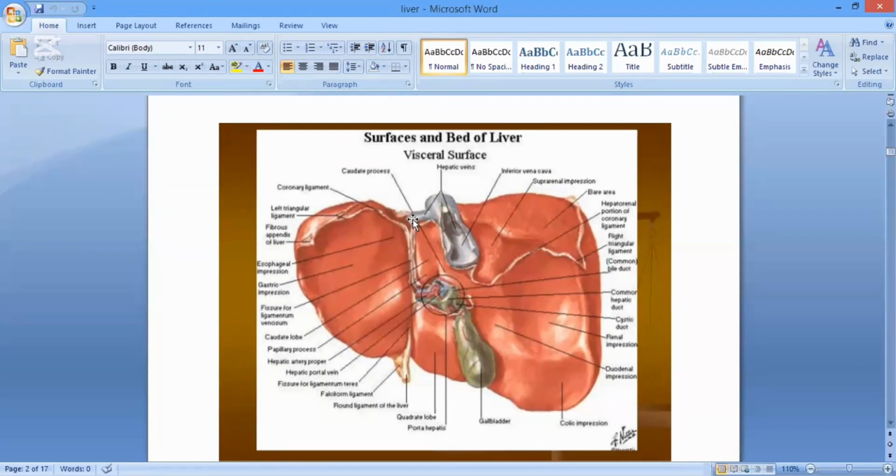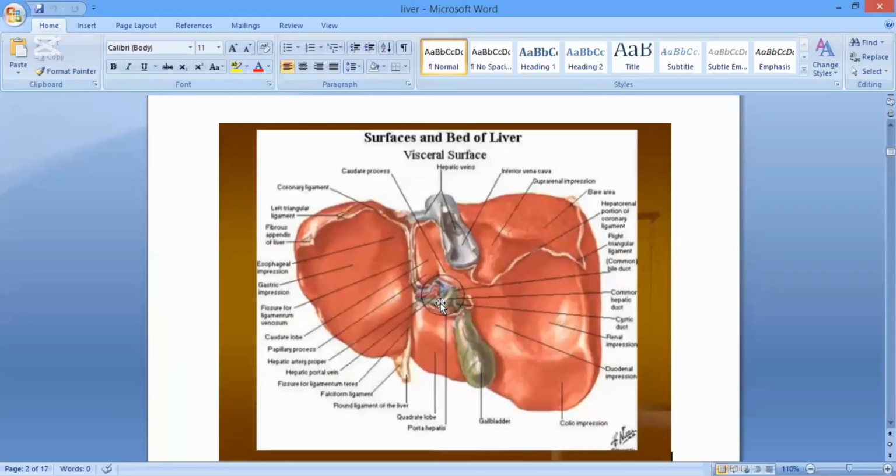This is the fissure for the ligamentum venosum. The ligamentum venosum is also the fibrous remnant of the fetal ductus venosus. And the function of the ductus venosus is that it shunts the blood from the umbilical vein to the inferior vena cava, bypassing the liver. So the left sagittal fissure or umbilical fissure has, anteriorly, the fissure for the ligamentum teres, and posteriorly, the fissure for the ligamentum venosum. Is it clear so far, any problem?